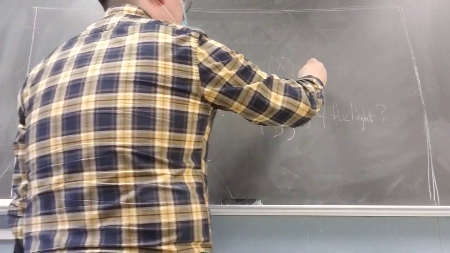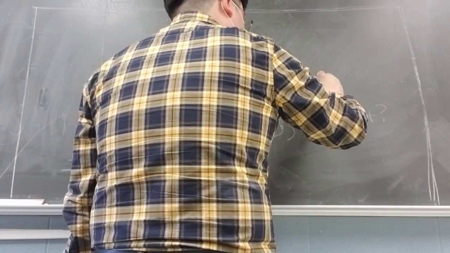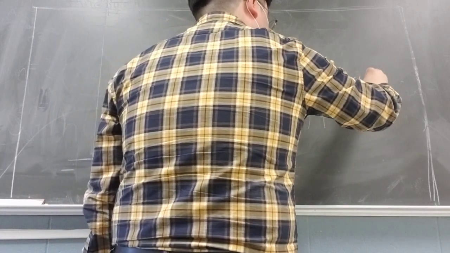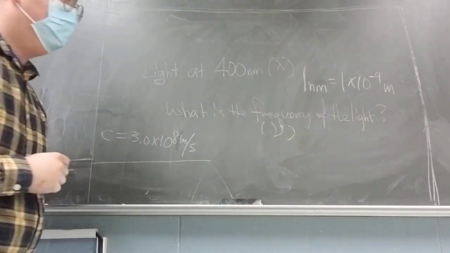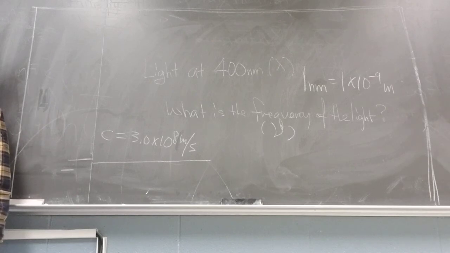And 1 nanometer is equal to 10 to the negative 9 meter. Do you know how small 1 nanometer is? If you take 1/10 of 1 nanometer, that is the size of most atoms. This is really small.